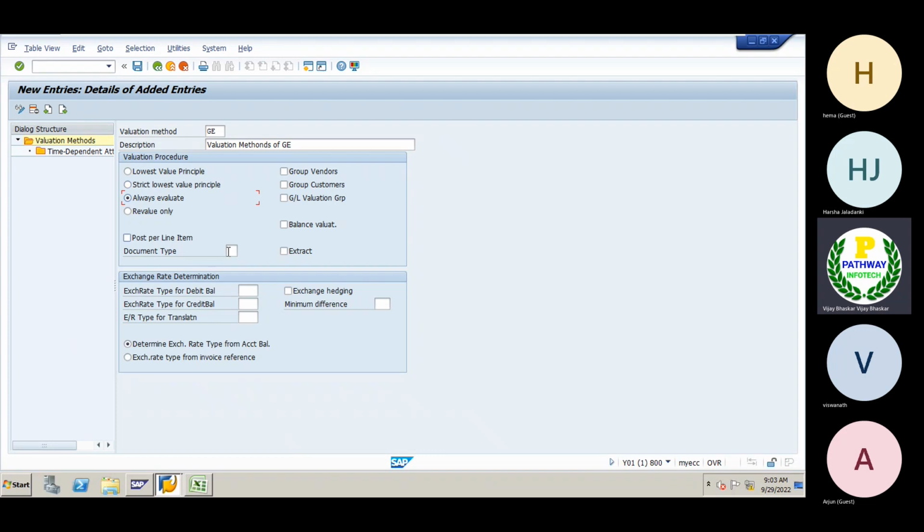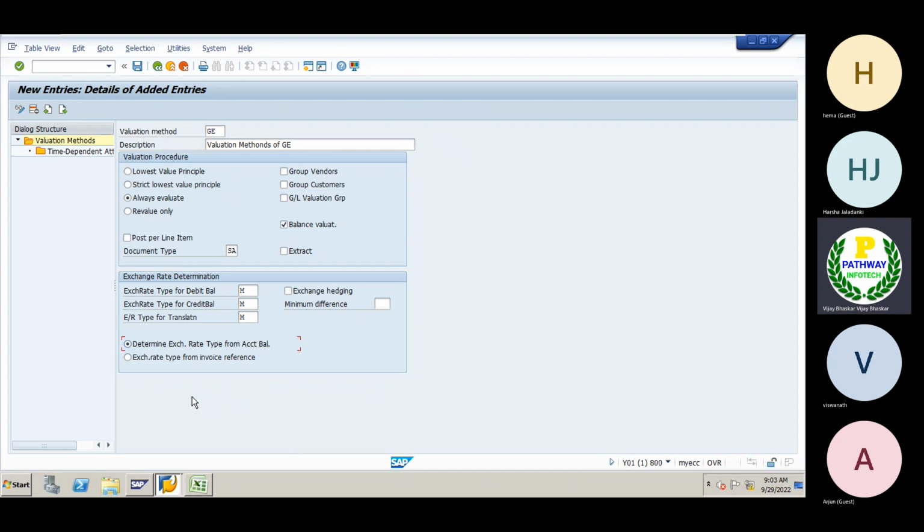Then the document type. When we are performing the foreign currency revaluation, the system should post some documents. The document type SA I will give. Then select Balances Valuation. Then the exchange rate type is M, which means we are going to perform the foreign currency revaluation on the average rate only. Then Determine Exchange Rate, this is already selected.